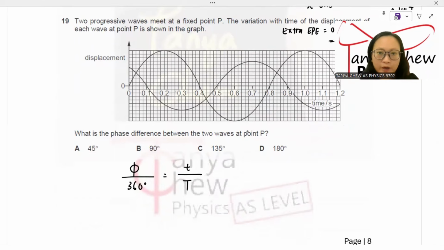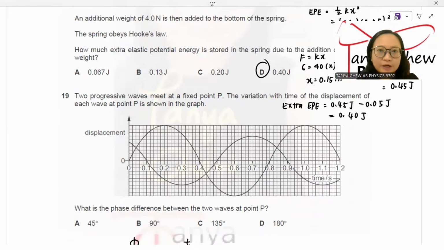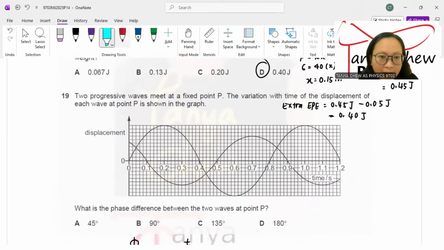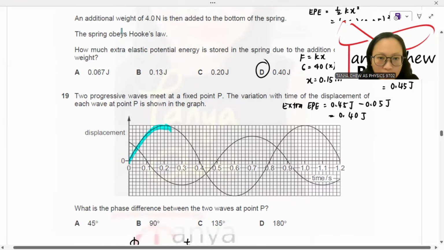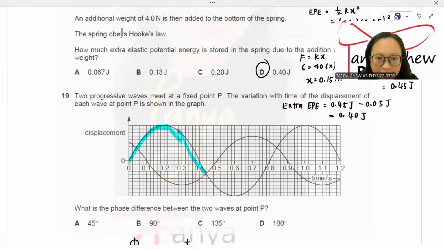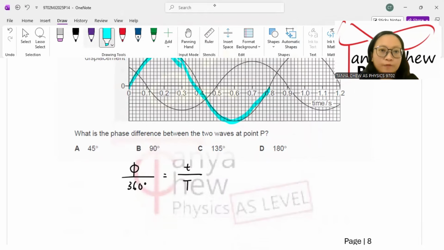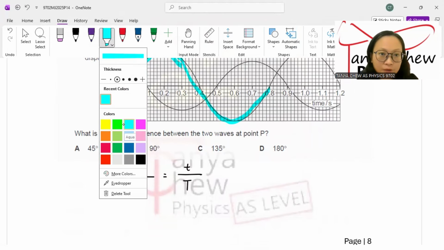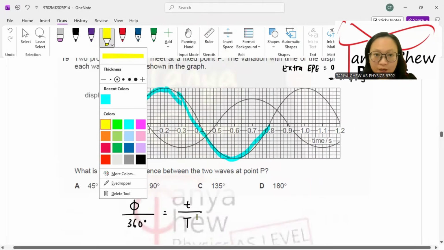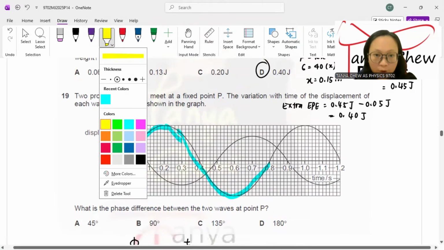The period of the wave, start from here. You can determine it from either of the waves. They have the same period. One full cycle, this is the period. Period is given as 0.8. Now, our job is to find the time difference. So how to find the time difference? I need to compare between the two waves. Now, I draw the yellow wave first.